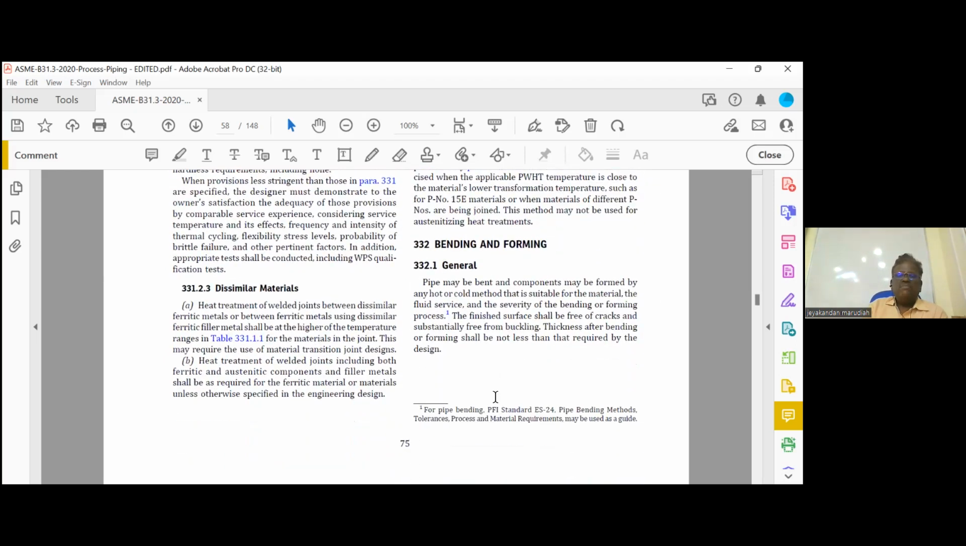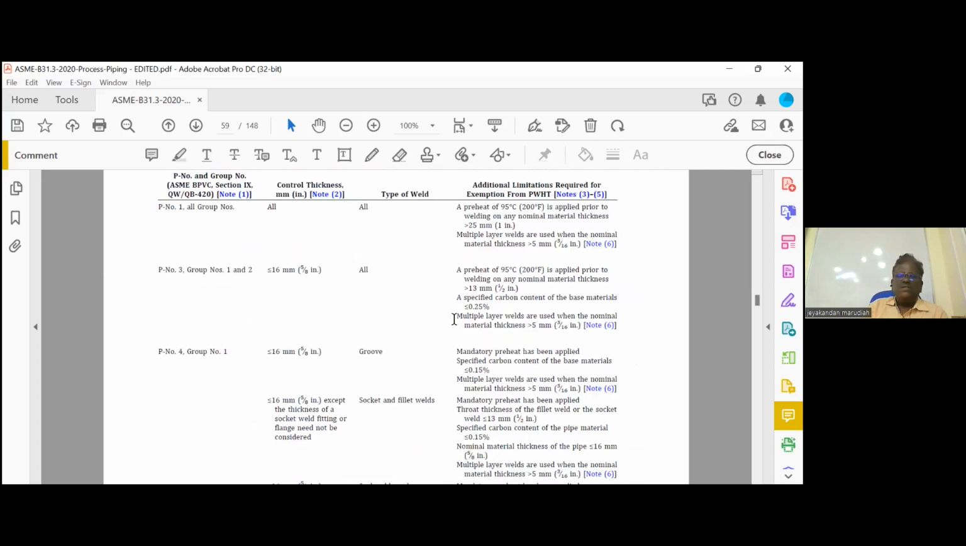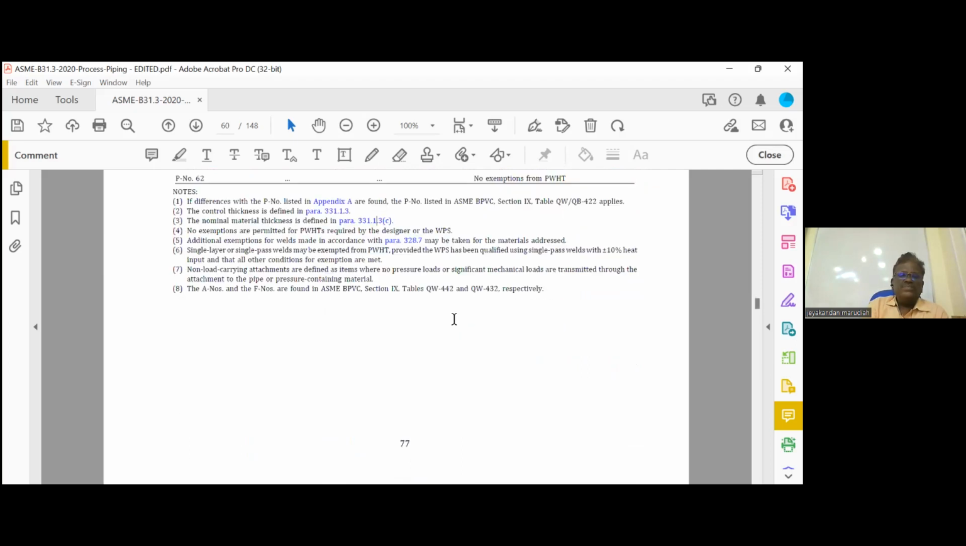Now we will go to the bending and forming. This is the next page, exemption. This is not important. I told you, P number 1, all group numbers, all, there is no PWHT record. It is exempted. Only we have to do preheat. P3 also, less than 16 mm not required. This table is not important for the exam.